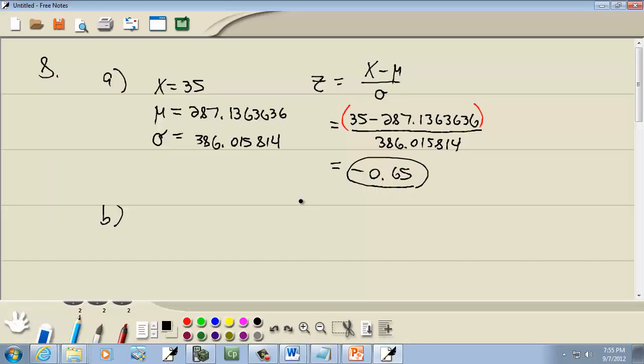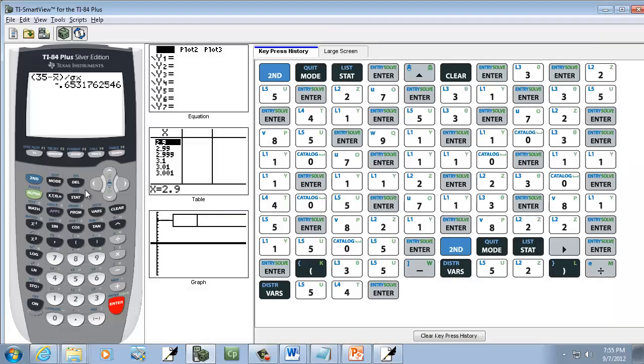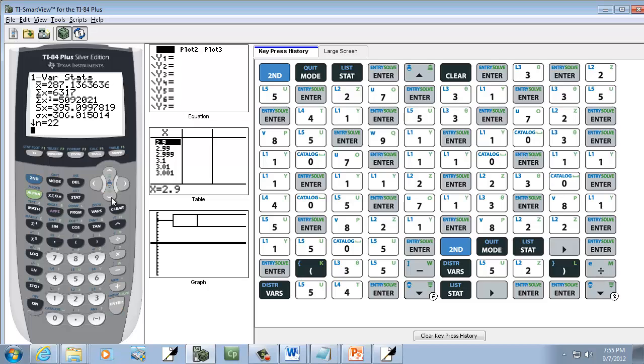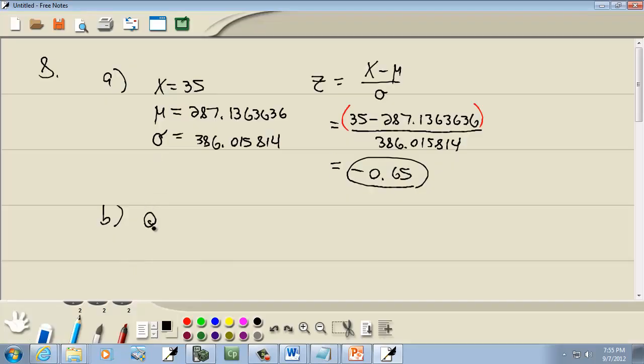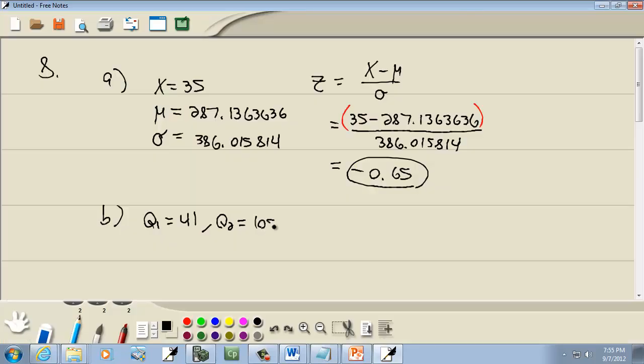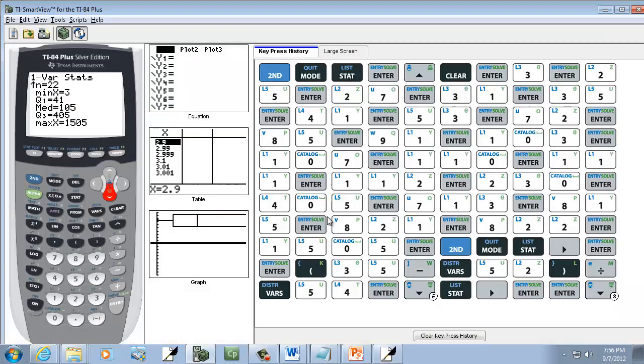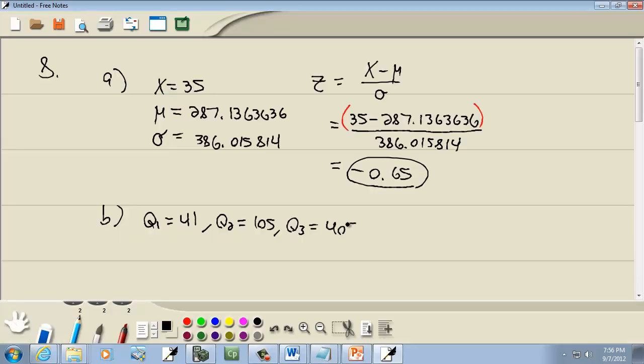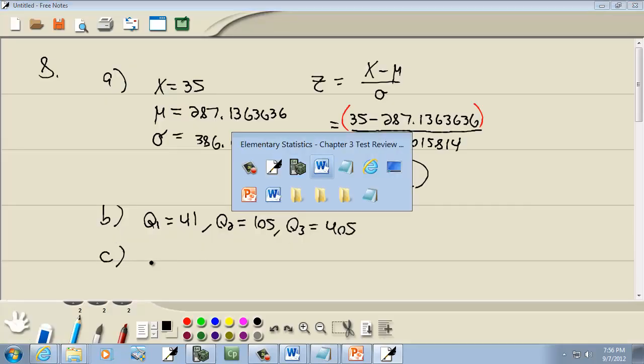Now B says determine the quartiles. Well, unfortunately, I'll have to do one of our stats again because I can't do a down arrow if I've already done something else. So I'll press stat, right arrow to calc, do enter on one of our stats, and enter again. To get to the quartiles, I want to do a down arrow over and over. And Q1 is 41. Q2, remember, is the same as our median, which is 105. And then Q3 will be 405.